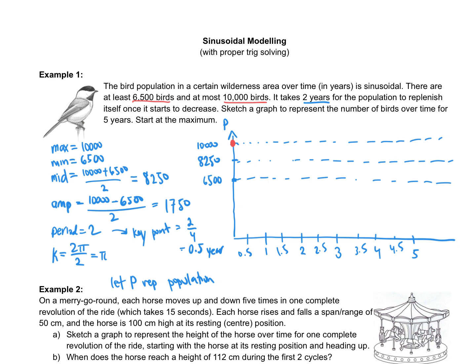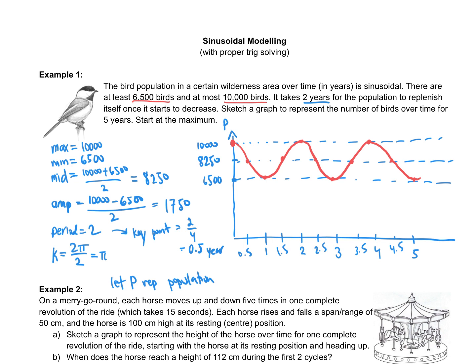And now every half a year, I'm going to jump the line. So half a year, we're at the midline. 1 year, we're at the minimum. 1.5 midline. After 2 years, we're back at the start, and there's your first cycle. And now we're going to repeat for the rest of it. And at the 5th year, we don't get to complete our 3rd cycle. We've just done 2.5. And there we go.